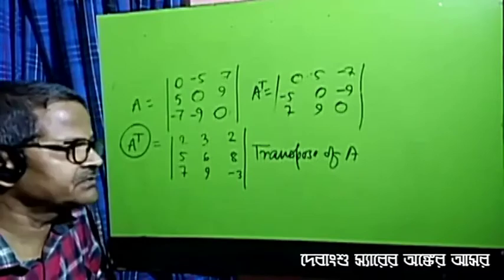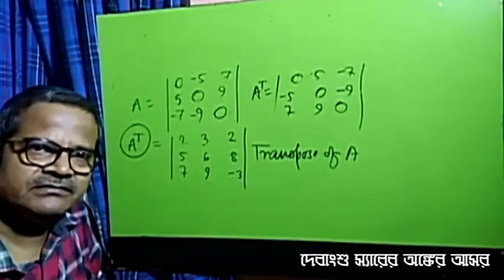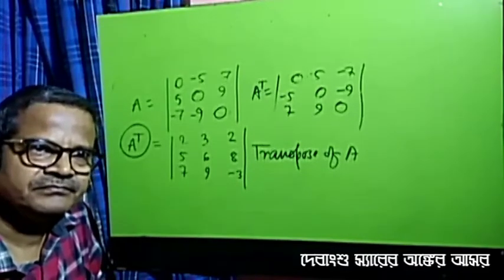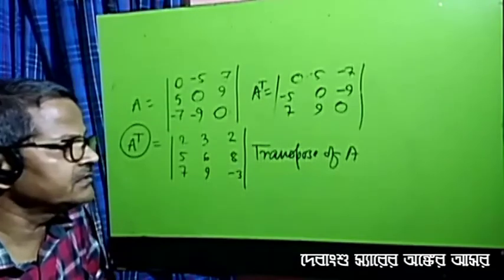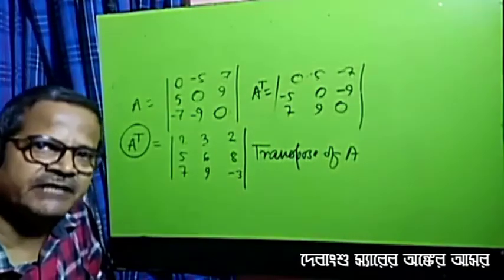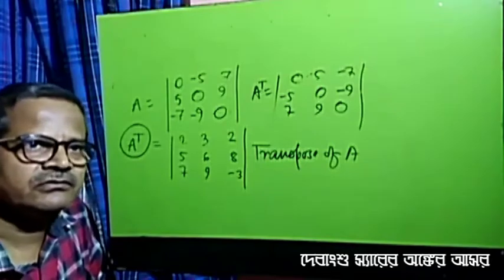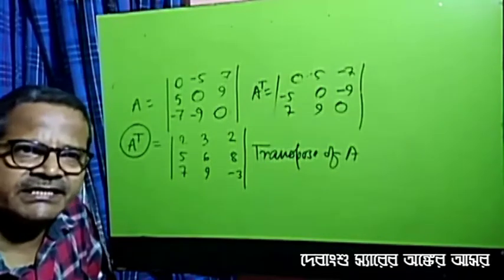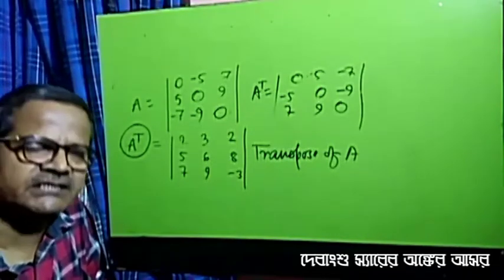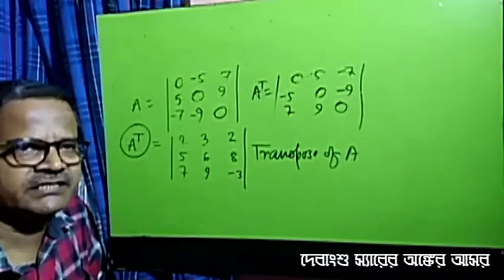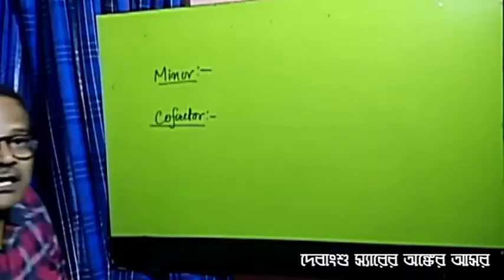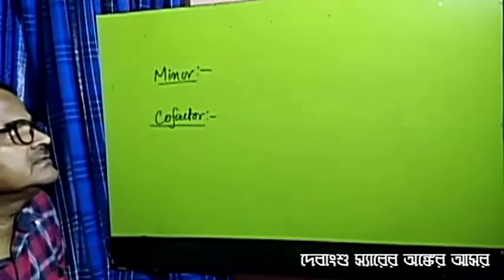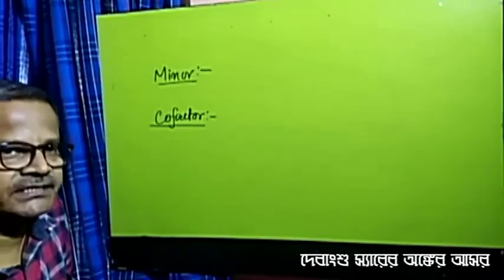So what is transpose? That is very easy. You can take the transpose of any determinant. So you will try it. Take any determinant of any order, at least up to 4th order, and take their transpose. Our next discussion is about minor and cofactor.